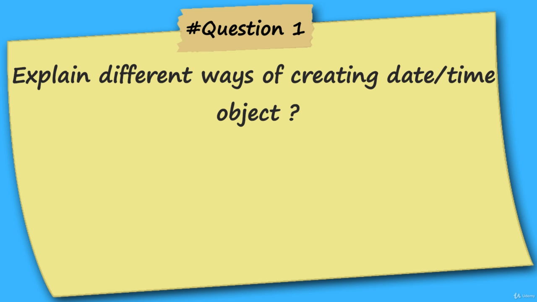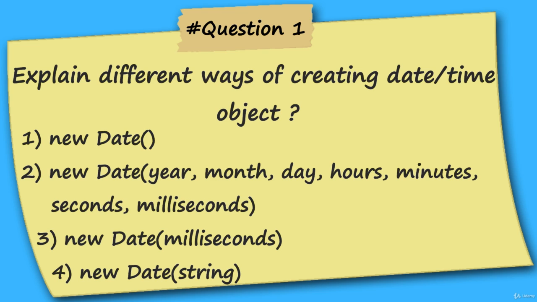Let's discuss the relevant questions for this topic. The first question is, explain different ways of creating date and time object. So we actually have the Date object only, and these are the 4 different ways we have to deal with the dates.